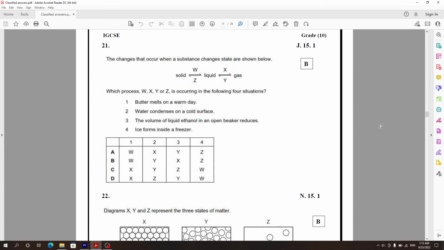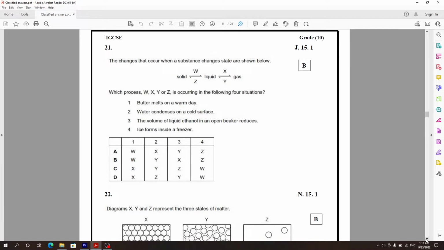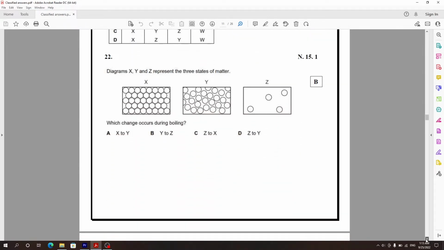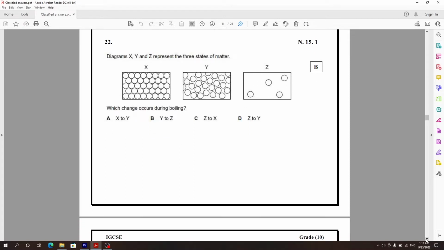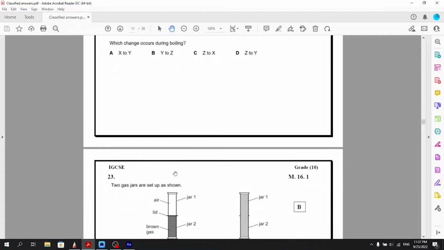Hello everyone, today we'll continue answering more questions on Chapter 1, the particulate nature of matter, and we are still on paper 2, so let's get into it. Diagrams X, Y, and Z represent the three states of matter: solid, liquid, gas. Which change occurs during boiling? Boiling is when we turn a liquid into a gas, so that's Y turned into Z, so Y to Z, P. Easy peasy.